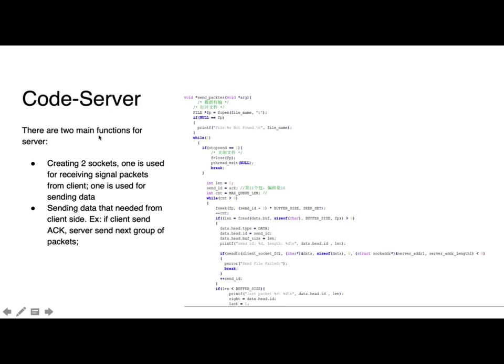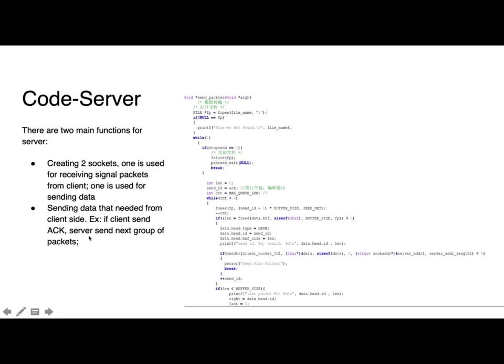The next part of the code is the server side. There are two main functions for the server: creating two sockets, as we mentioned before. One is used for receiving signal packets from the client, and one is used for sending data, so that we can avoid data collision that would affect our transfer speed very much.